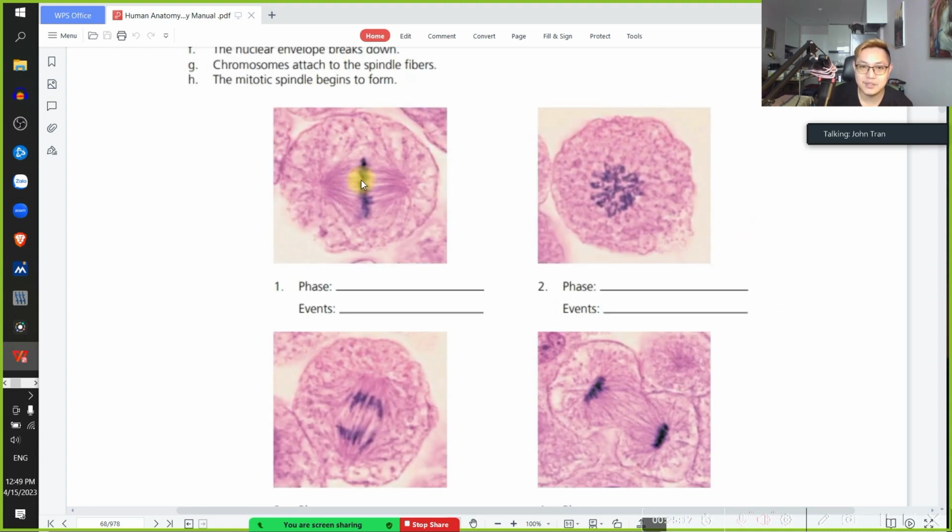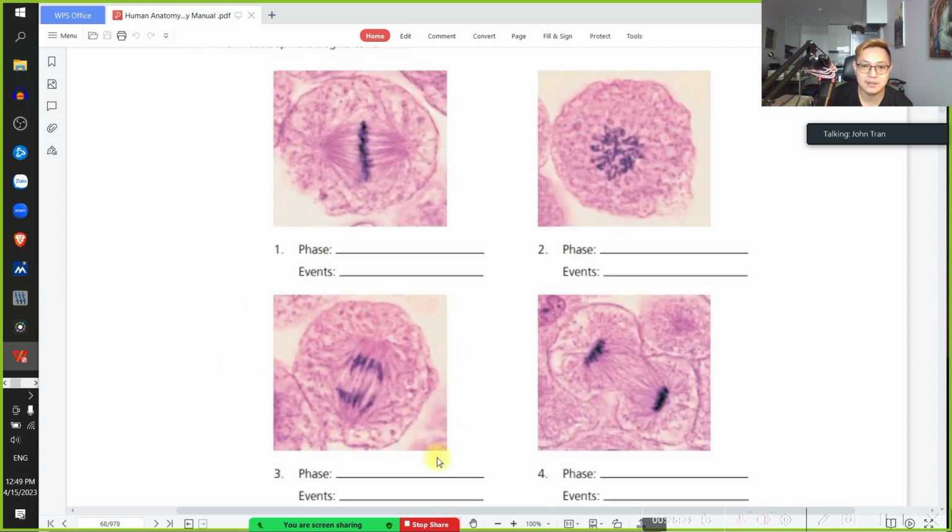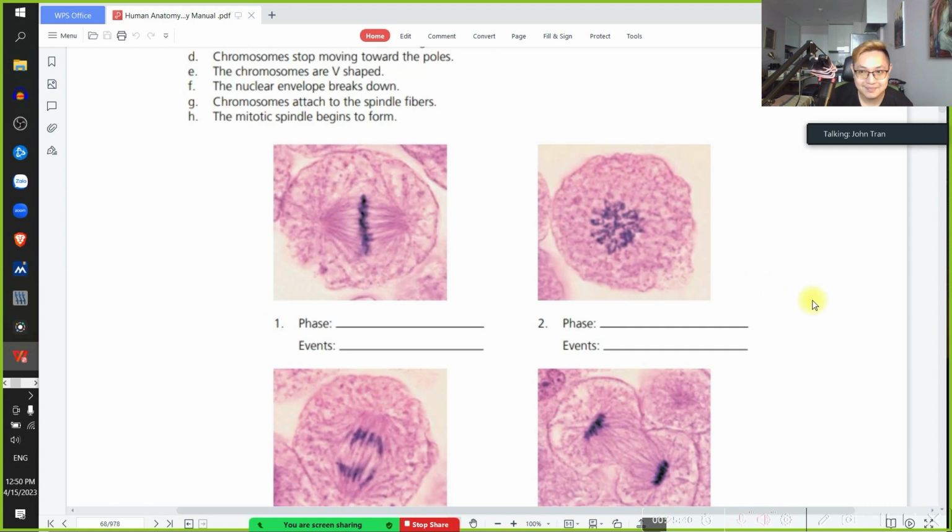Kỳ đầu. Okay, you know this one is metaphase. What is number 3 here? What does it look like? Anaphase. Nó là kỳ sau. This is anaphase, right? Yeah. And the last one, what is that? Number 4? The last one is telophase. It's telophase, kỳ cuối. So what is number 2 then?